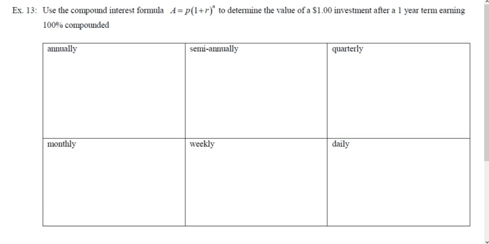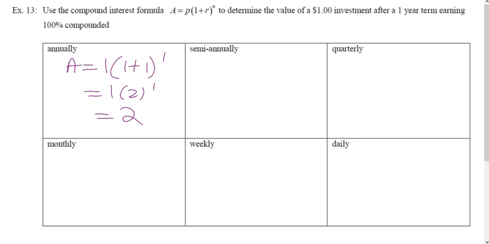So e relates to growth, continuous growth at a rate of 100%. If we've got 100% interest for 1 year, how much money will we have at the end of the year? You've got $1, put it in the bank, get 100%. At the end of the year, you have $2. All right, so if we're going to write this out with a nice little formula, we'd say A is equal to 1 times 1 plus 1 to the 1.